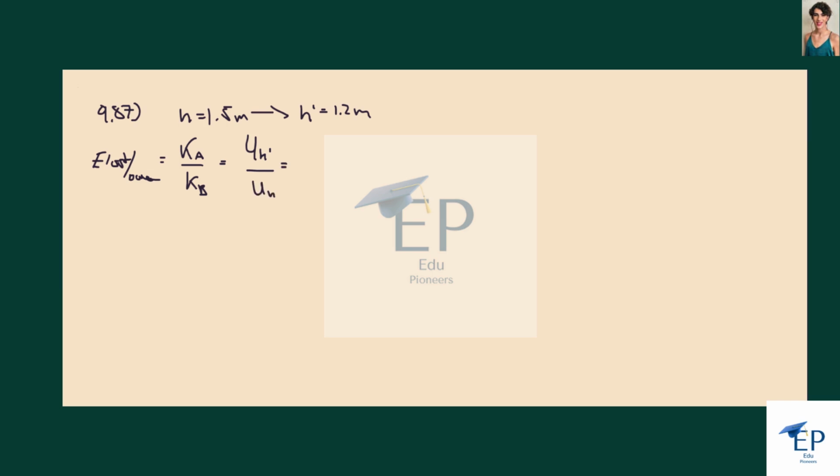So we have this, mgh prime over mgh, or 1.2 over 1.5, and this is 0.8. So this says 80% of the energy is lost after each bounce. That's actually wrong, sorry. 80% is left after each bounce.